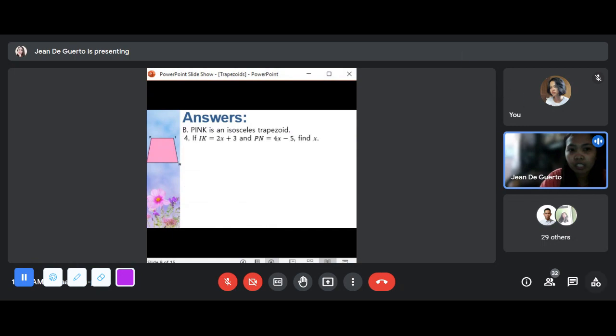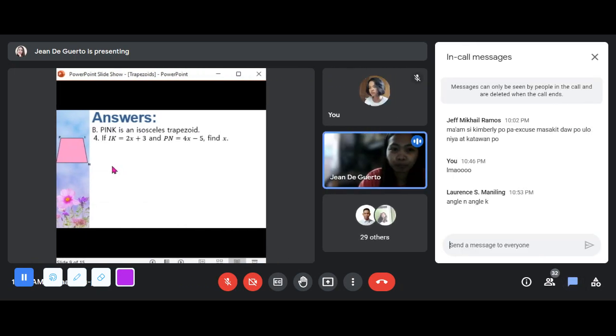Okay, next. Number 4. If IK is equal to 2x plus 3 and PN is equal to 4x minus 5, find x. Again, IK and PN are diagonals.